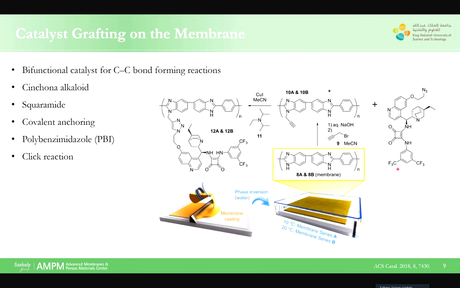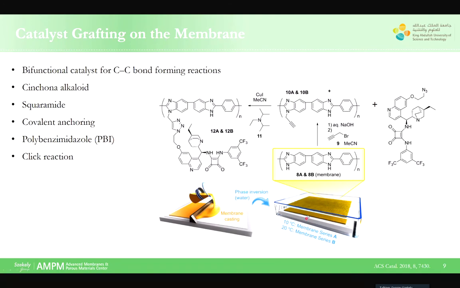Okay, so in this work, we utilized polybenzimidazole. You can see the structure here. Polybenzimidazole is an emerging polymer in organic solvent nanofiltration because it is insoluble in most of the solvents, therefore an ideal candidate for filtrations in organic solvents.